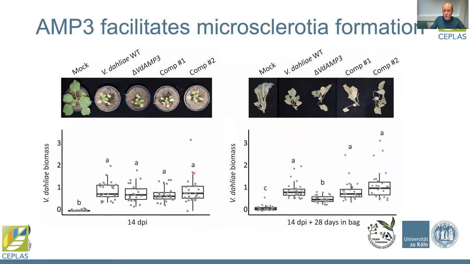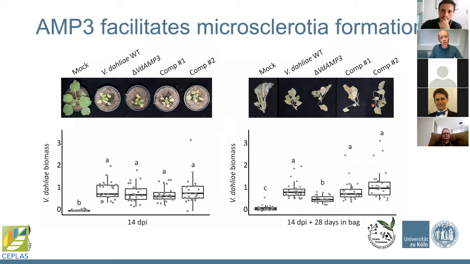It's not important for host colonization because we don't see differences in host colonization for the deletion strain, as well as for the restoration and complementation strains. But if we then do this assay for microsclerotia production, by sealing these plants in a bag, we do see that the amount of microsclerotia is compromised in the deletion strain and is restored again in complementation strains. So this effector protein contributes to the survival and to the formation of resting structures that are then able to start new generations of the fungus.